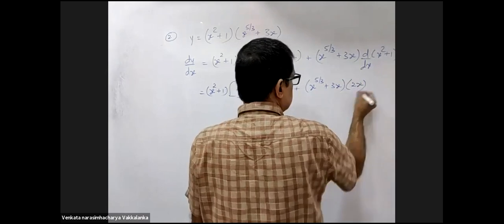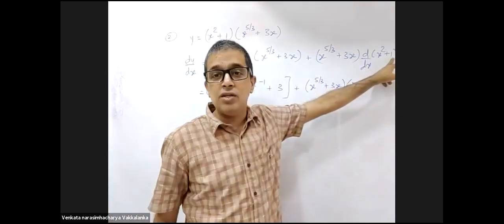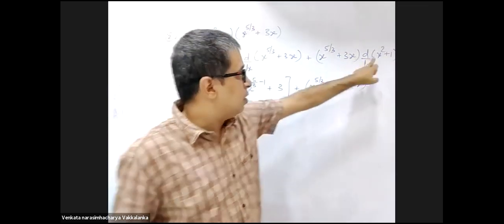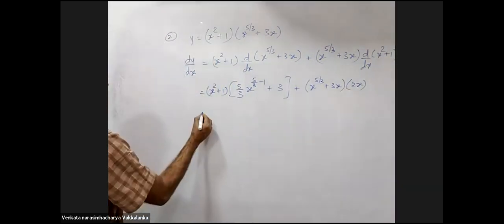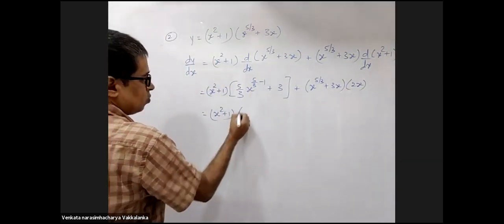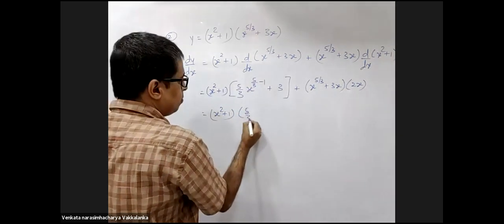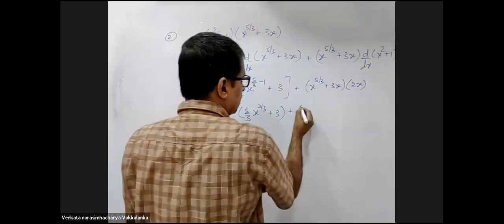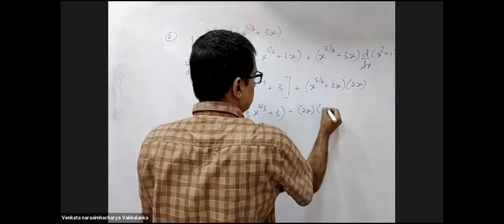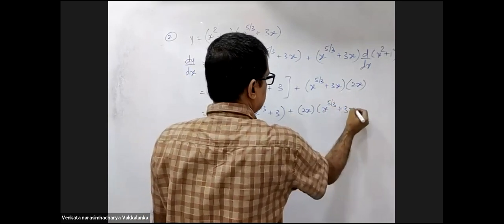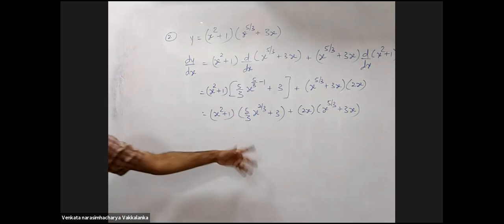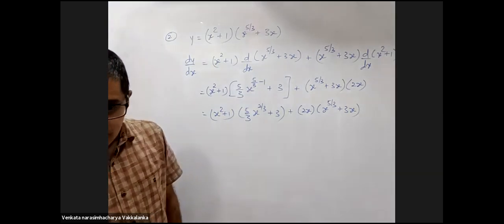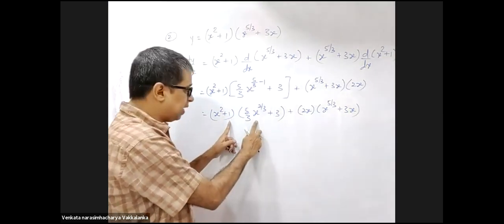Differentiation of x square is 2x. Differentiation of 1 is 0. So we get x square plus 1 into 5 by 3 x to the power 2 by 3 plus 3, plus 2x into x to the power 5 by 3 plus 3. Depending on the options given, you can open up the bracket. I am comfortable leaving it here. I'm damn sure you people know how to open the bracket.